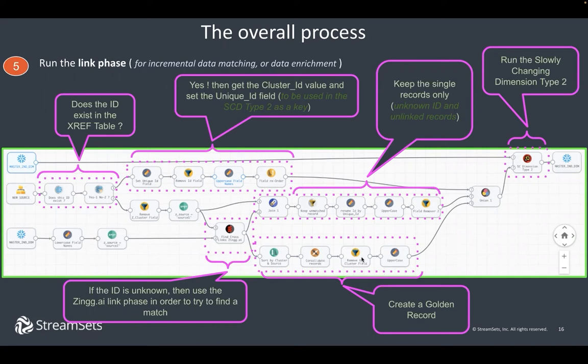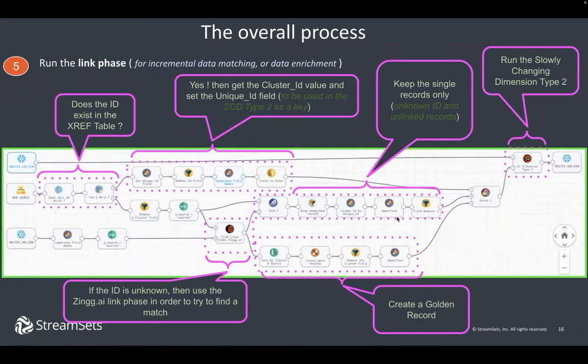Then I use a union transformation to gather all the different records coming from different streams. And I use some left outer joins, because I also need to find the record that has not been found in my cross-ref, nor as a potential match from my Zingg stuff. So that at the end, it will create a brand new version for one particular new record.